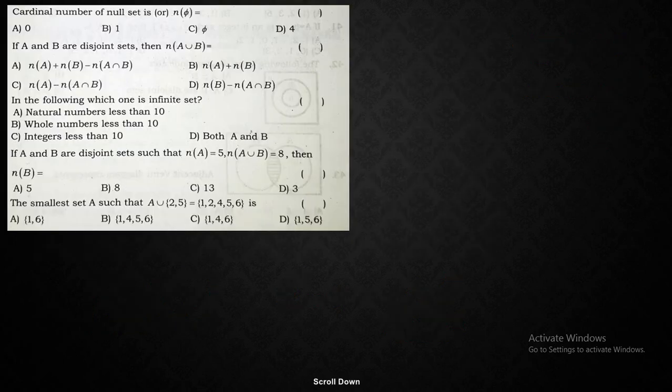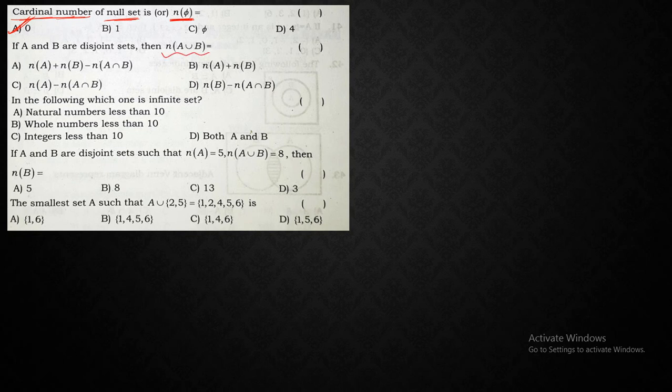Next, moving on to the next question. What is the cardinal number of the null set? The cardinal number of the null set is 0. Whenever you are asked about a cardinal number, you need to think of a number, right? So the cardinal number of the null set is 0. The other representation is n of phi, so n of phi is also 0.